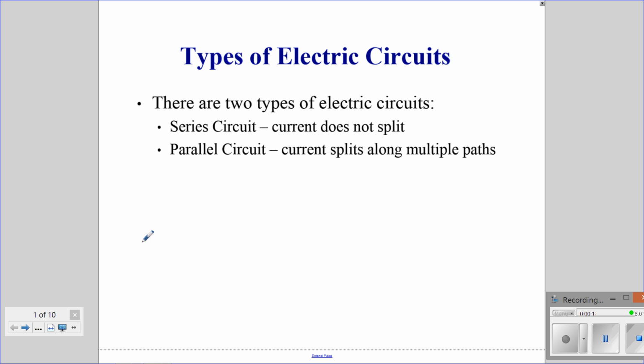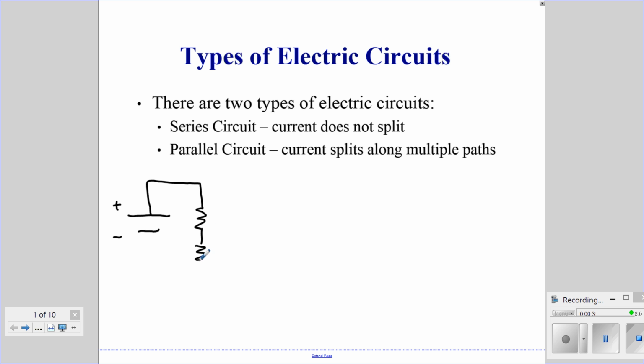For the series circuit, if I first draw a battery, in the symbol for a battery, the longer line represents the positive terminal of the battery, and the shorter line represents the negative terminal. Then we have a wire, and it gets connected to two resistors. But you notice there's only one single loop in this circuit. There's only one path for the current to flow through.